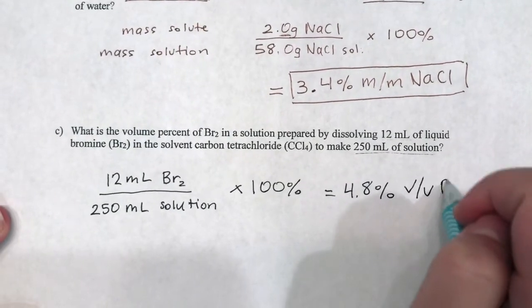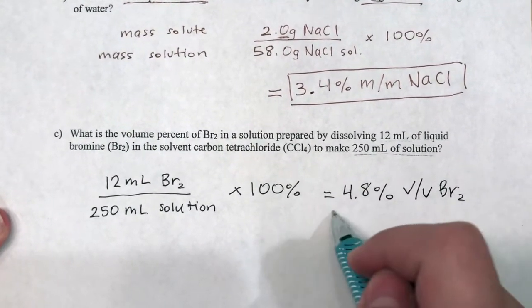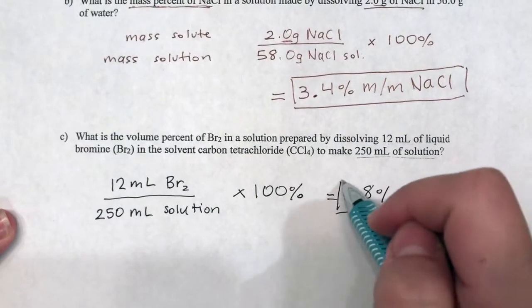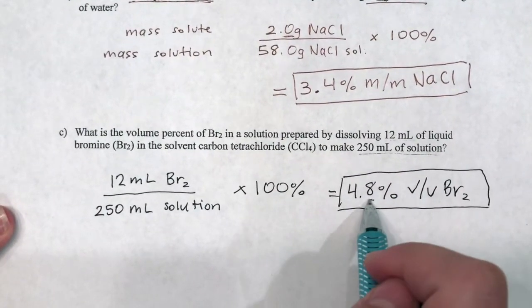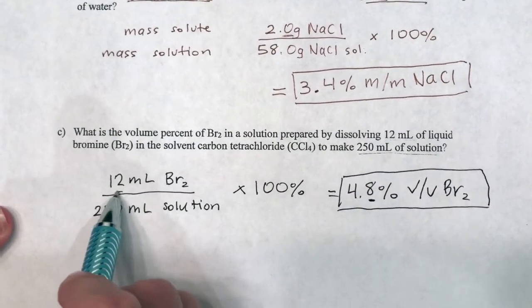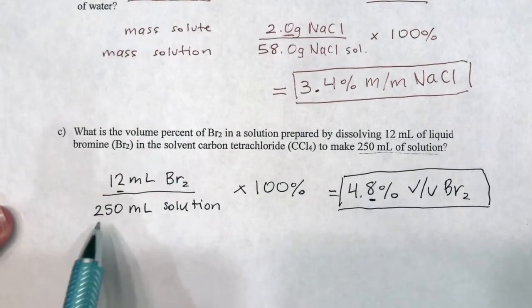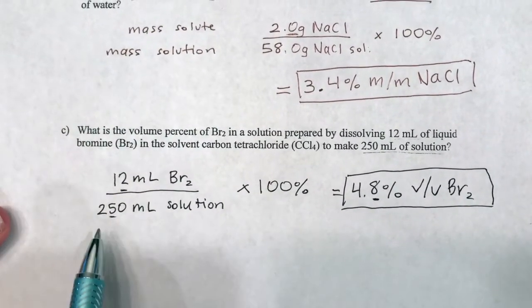volume over volume bromine. And then again for significant figures, we want to have two significant figures because the 12 has two significant figures and the 250 also has two significant figures.